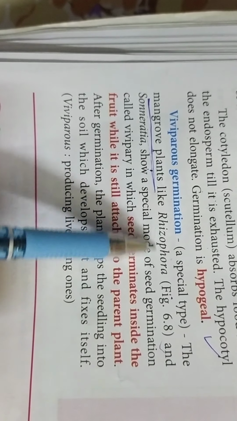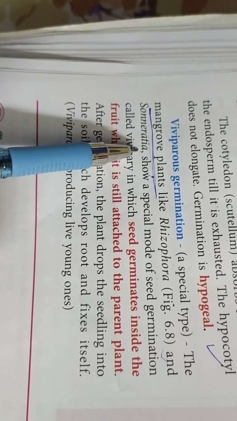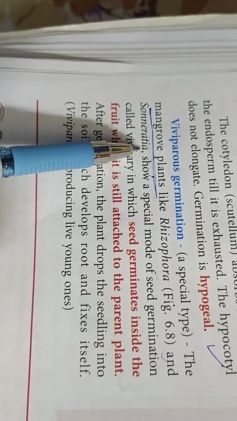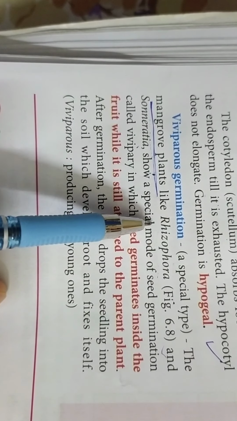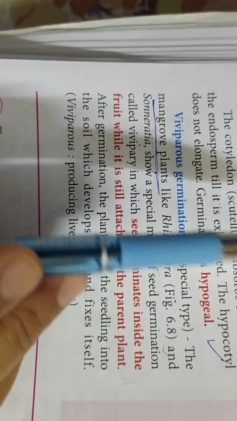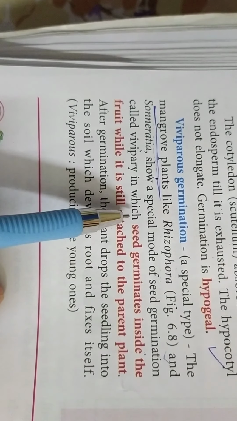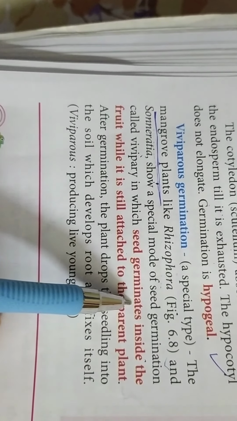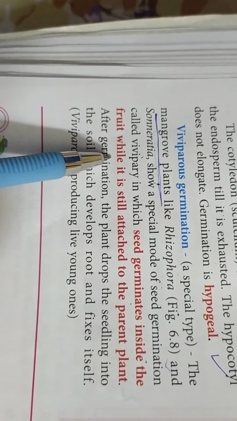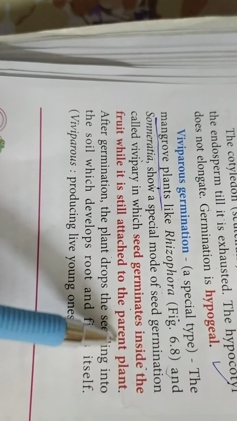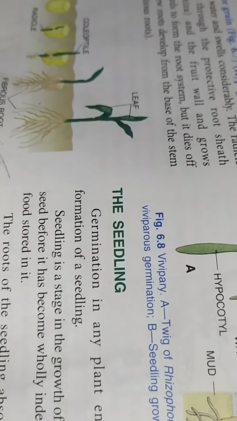The examples are Rhizophora and Sonneratia. The two examples they have given have a special type of germination which does not resemble any of these. In these plants, seeds germinate inside the fruit while it is still attached to the parent plant. The fruit is still attached.